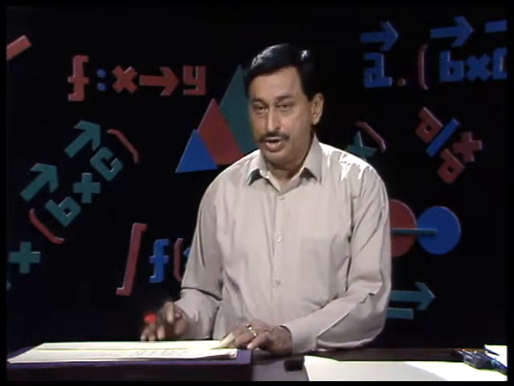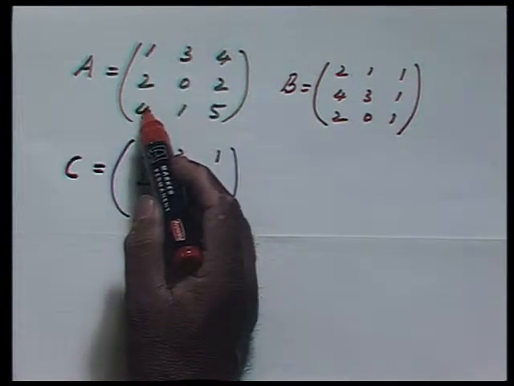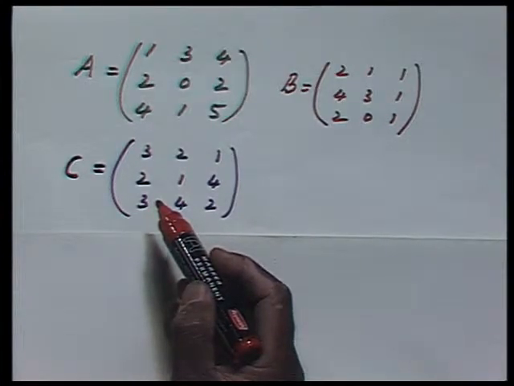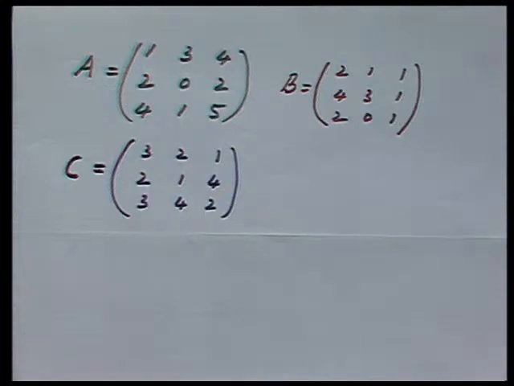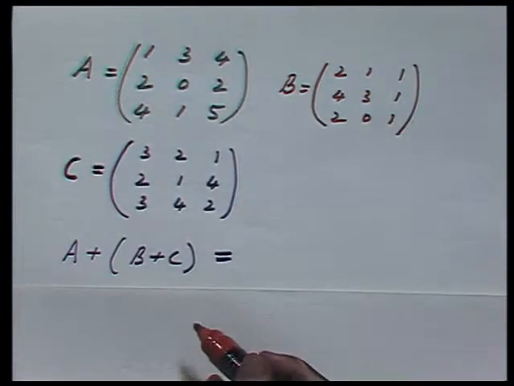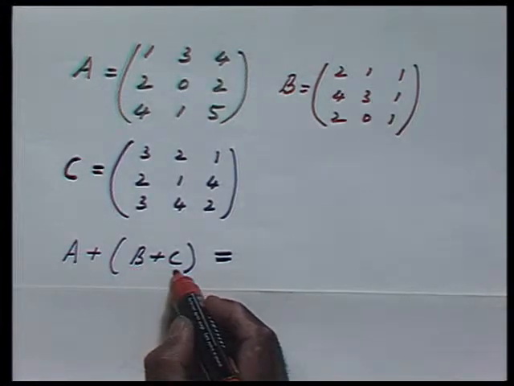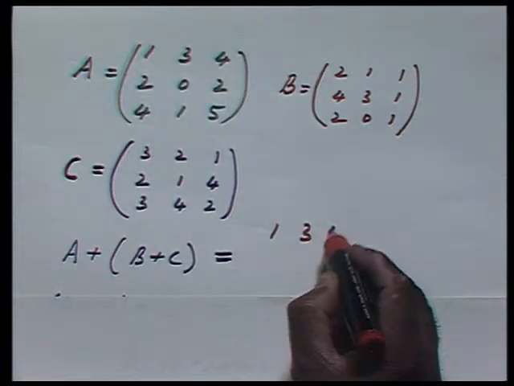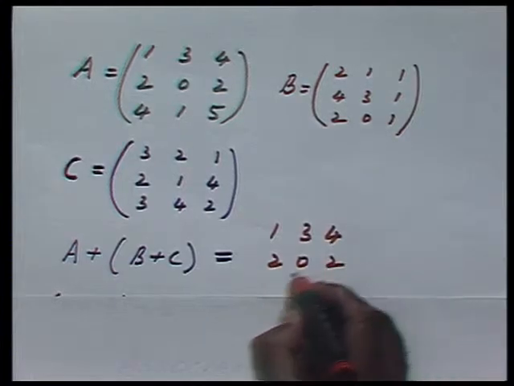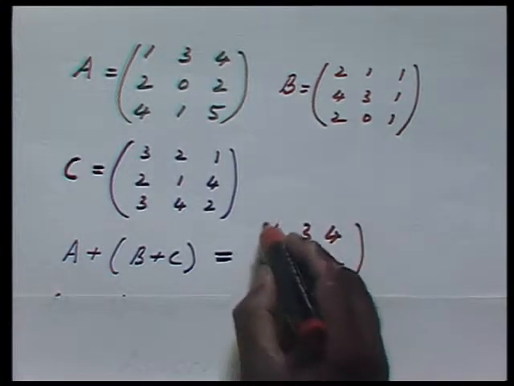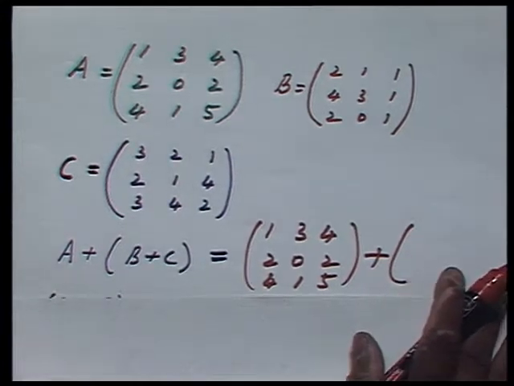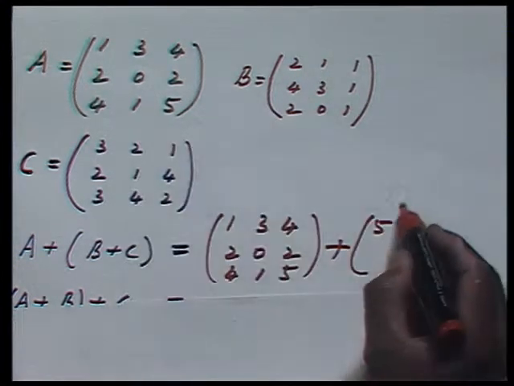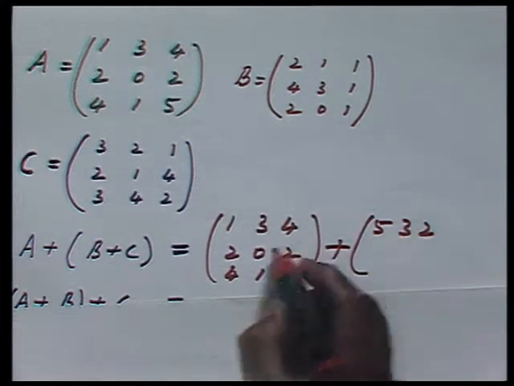And this we try to understand by this property, that in case we have got 3 matrices A, B, and C, we find that all the matrices are of the same order, means any 2 can be added together, because they satisfy the basic property. What will be A plus B plus C equal to? Means we are trying to find out what is B plus C. A in this case is 1, 3, 4, 2, 0, 2, 4, 1, 5. And what is B plus C?